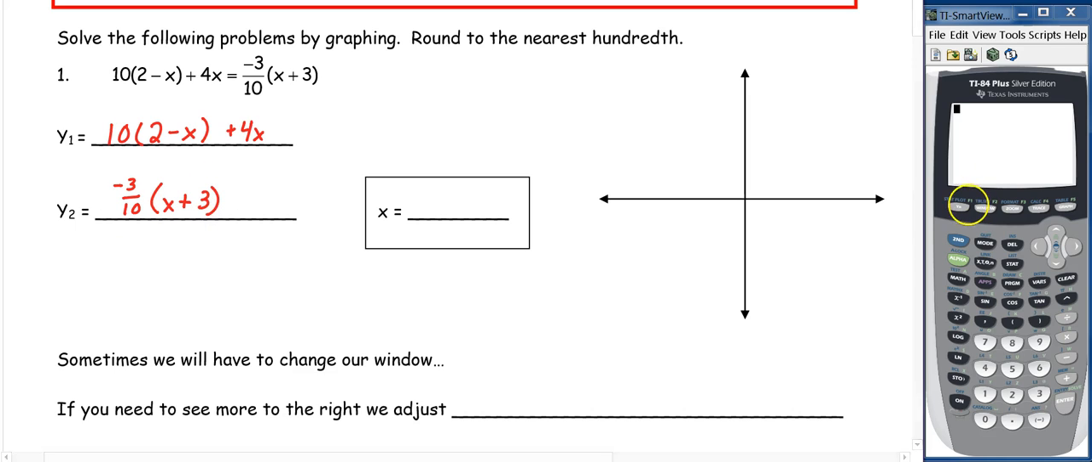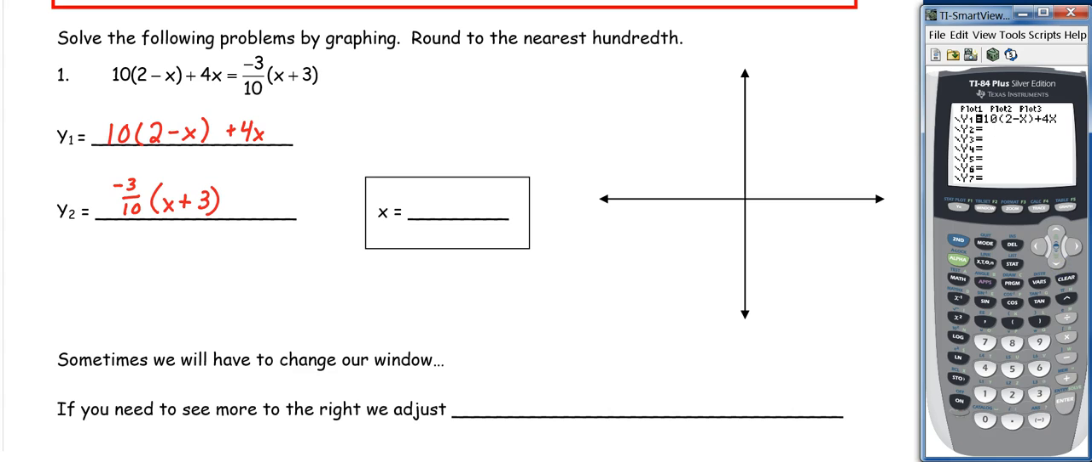So in our calculator, we're all going to go to y equals, and we're going to enter the equations in. Type them the exact way that you see them written or that you copy down. So y1, we're going to type 10 parenthesis 2 minus x. To get the x button, it's next to the alpha key, or on a diagonal from the second key. So 2 minus x, close parenthesis, plus 4x.